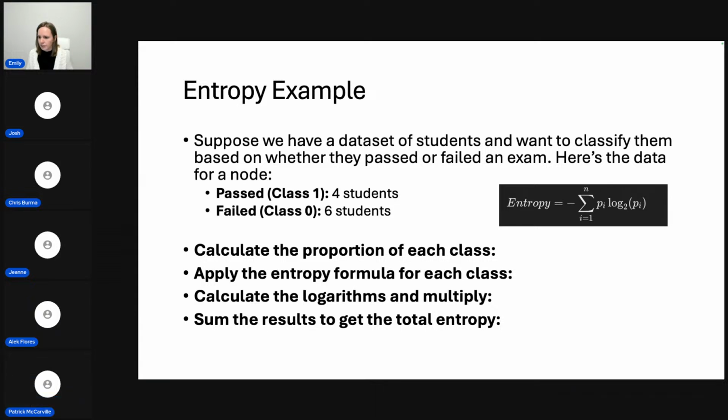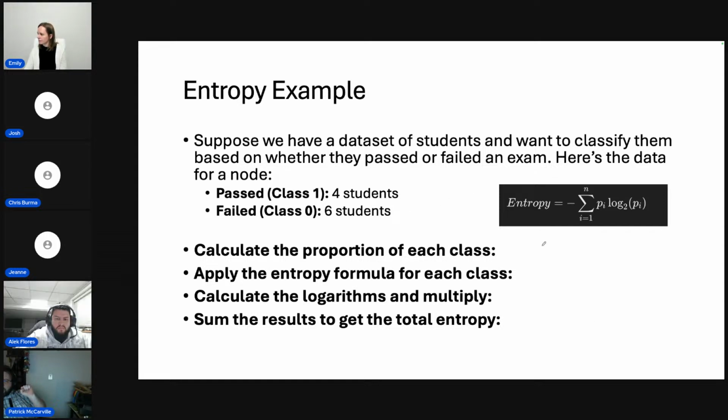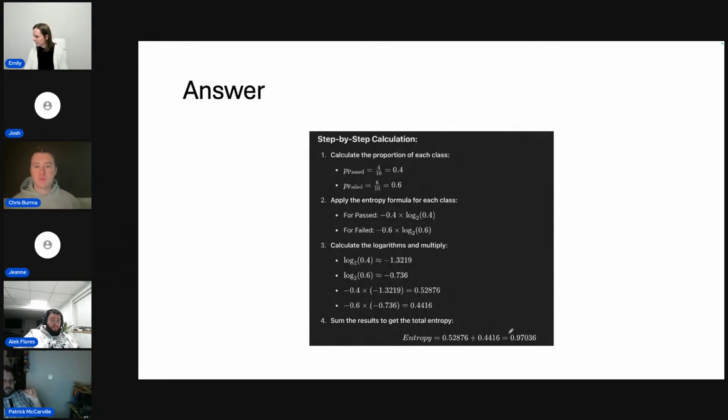All right. What do you guys have here? I got, hang on, let me, my chicken scratch. I got 0.97. There we are.